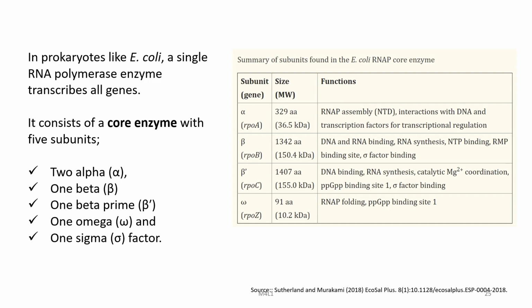The functions of these subunits are: alpha helps in RNAP assembly, interactions with DNA and transcription factors for transcriptional regulation. Beta helps in DNA and RNA binding, RNA synthesis, NTP binding, RMP binding site, then also sigma factor binding. And beta prime helps in DNA binding, RNA synthesis, catalytic magnesium coordination, ppGpp binding site 1, and sigma factor binding, and omega helps in RNA folding, ppGpp binding site 1.